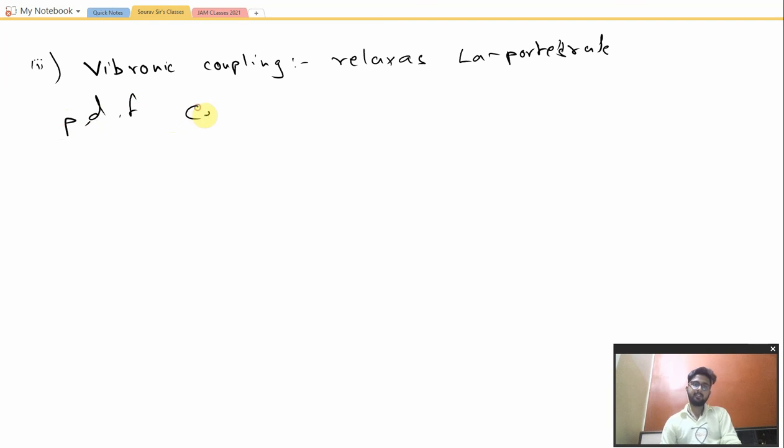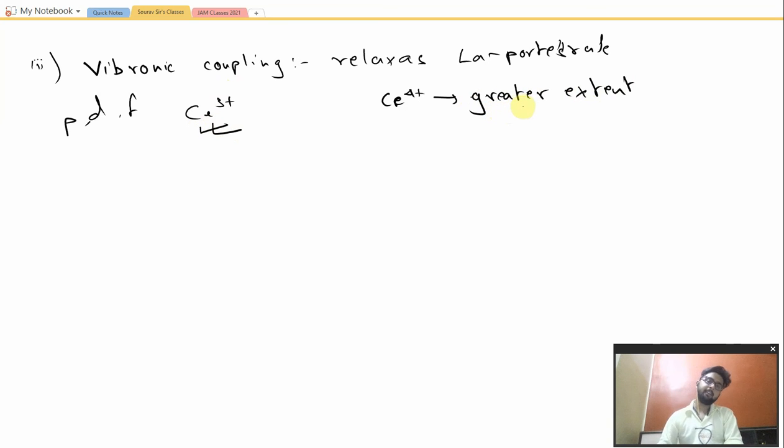So for Ce3+ we have no such vibronic coupling occurring, and for Ce4+ the vibronic coupling occurs to an extremely great extent. The coupling occurs in Ce3+ also, but the effect is not so prominent, while in Ce4+ the extent is very high. Therefore the Laporte rule is relaxed in the Ce4+ system, and because of the Laporte rule being relaxed, this imparts a color which is red, as given in the question.